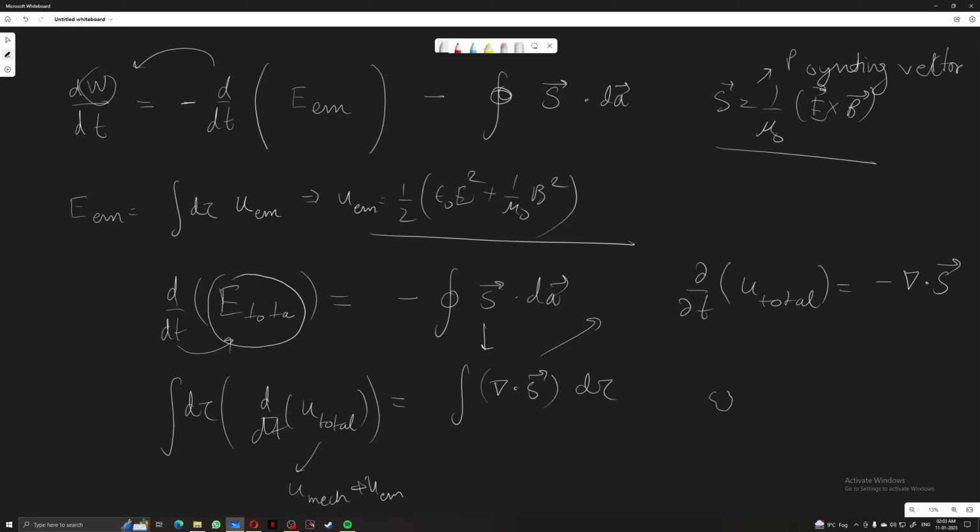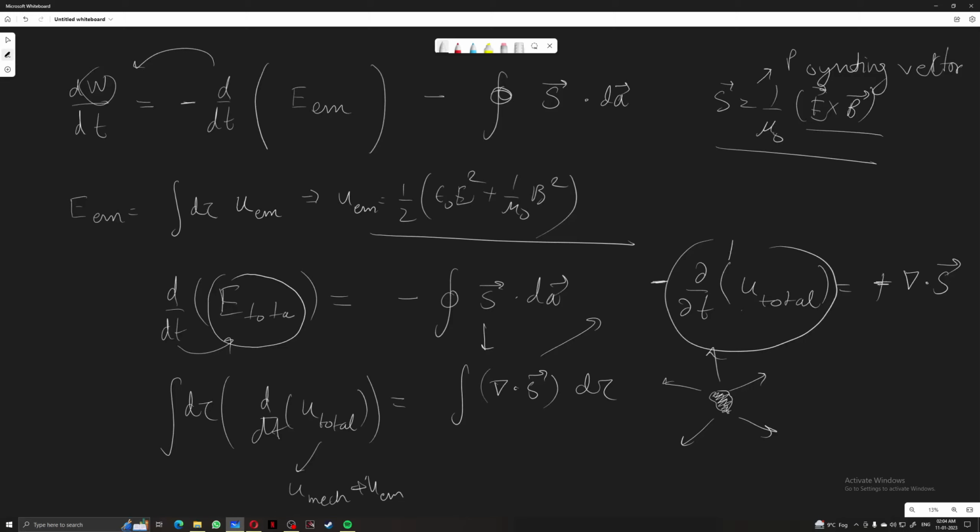So if you talk about this little blob of volume, and you see that the S vector, this E cross B vector, is diverging away from this little blob of volume, that must correspond to a decrease in the total energy density in this volume, because there is a negative sign here. I can pull the negative sign to this side.